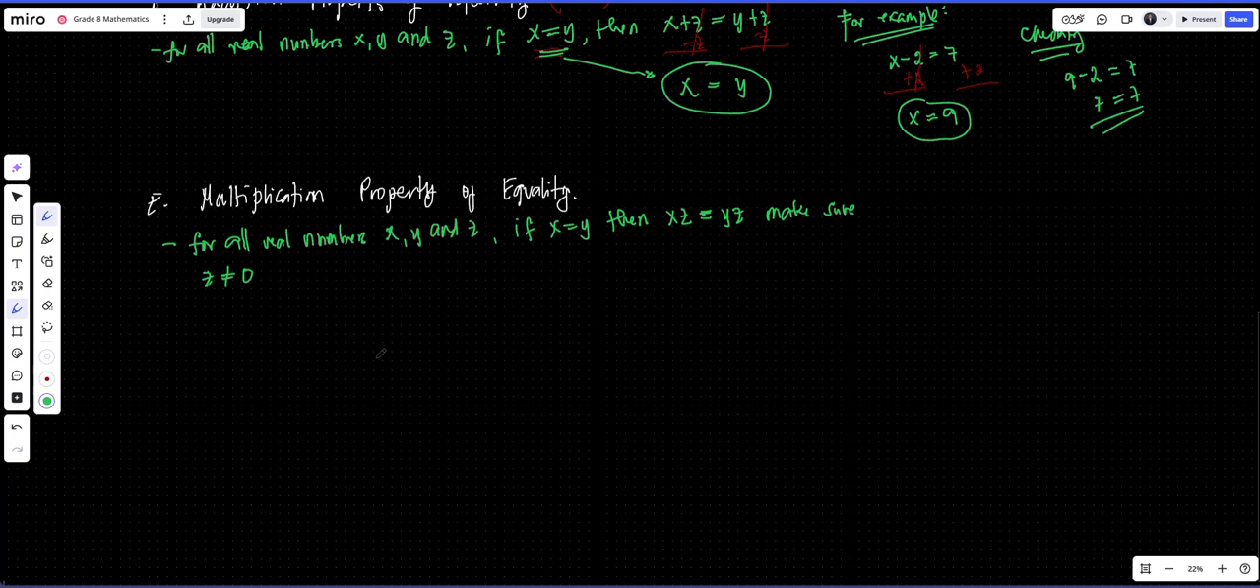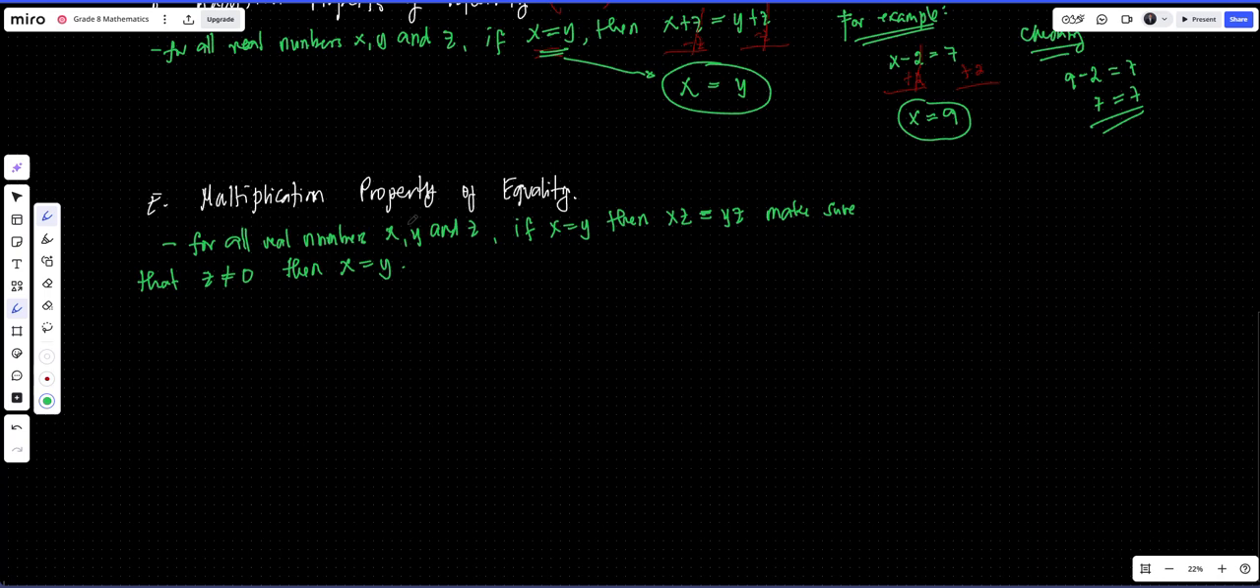Make sure that z is not equal to 0. Then x is equal to 1. Or then x is equal to y. Okay? Ano ibig sabihin nito?